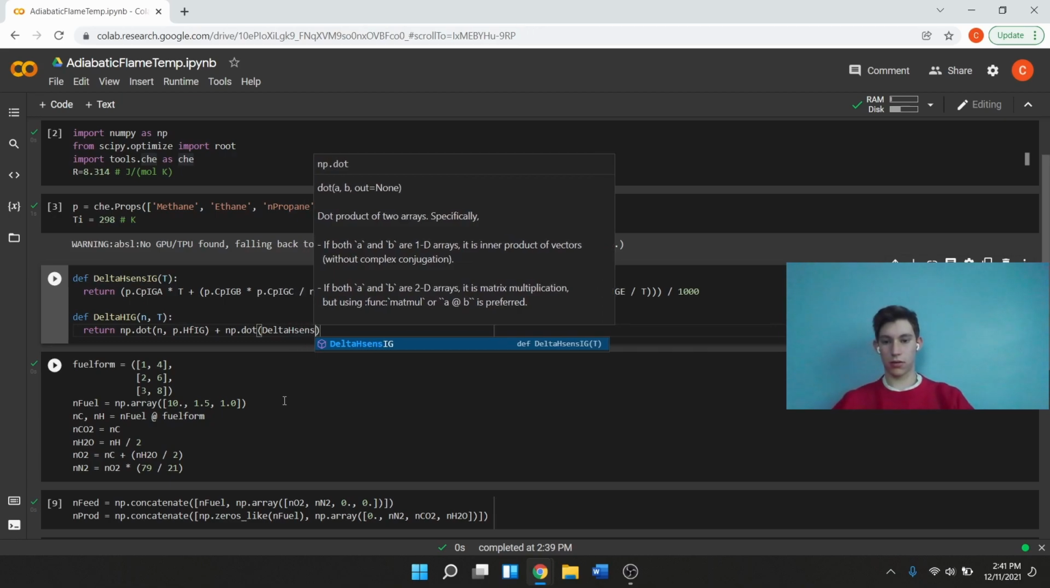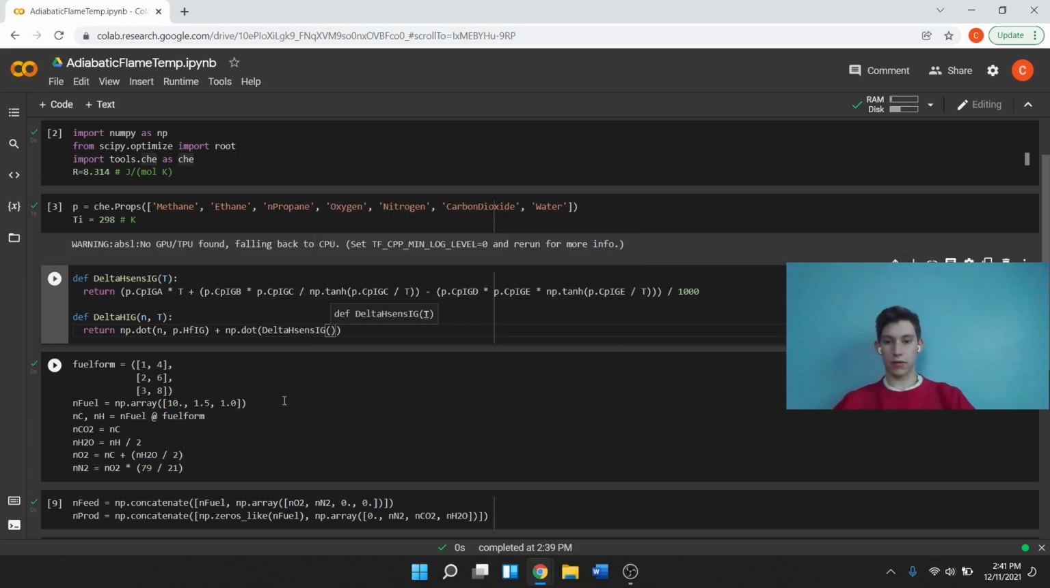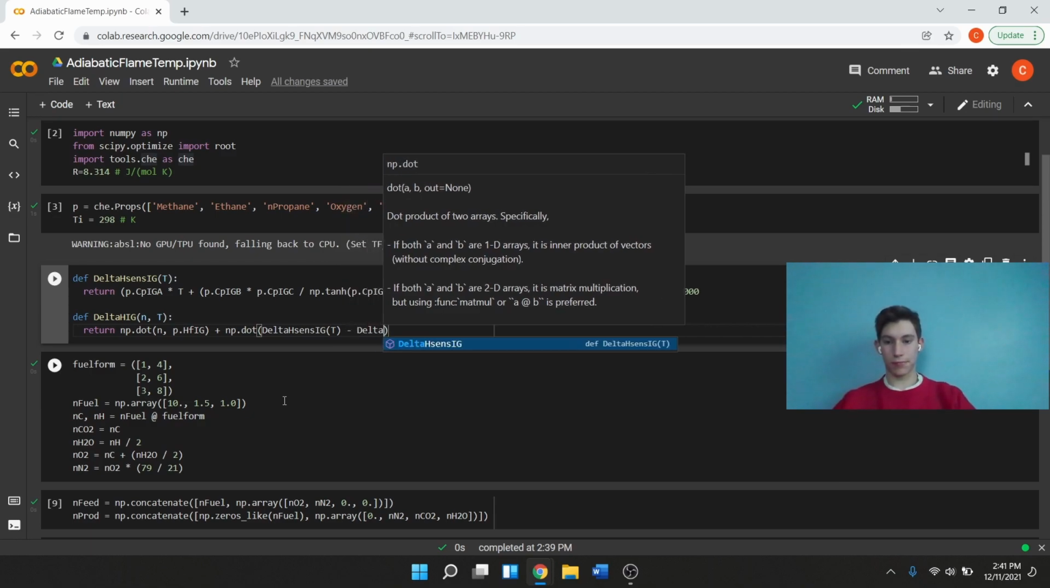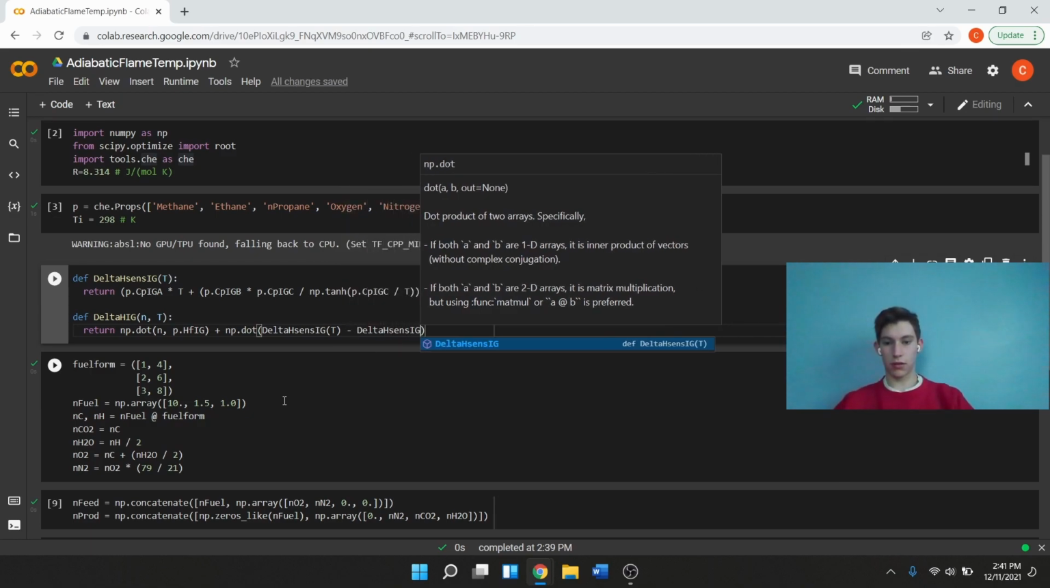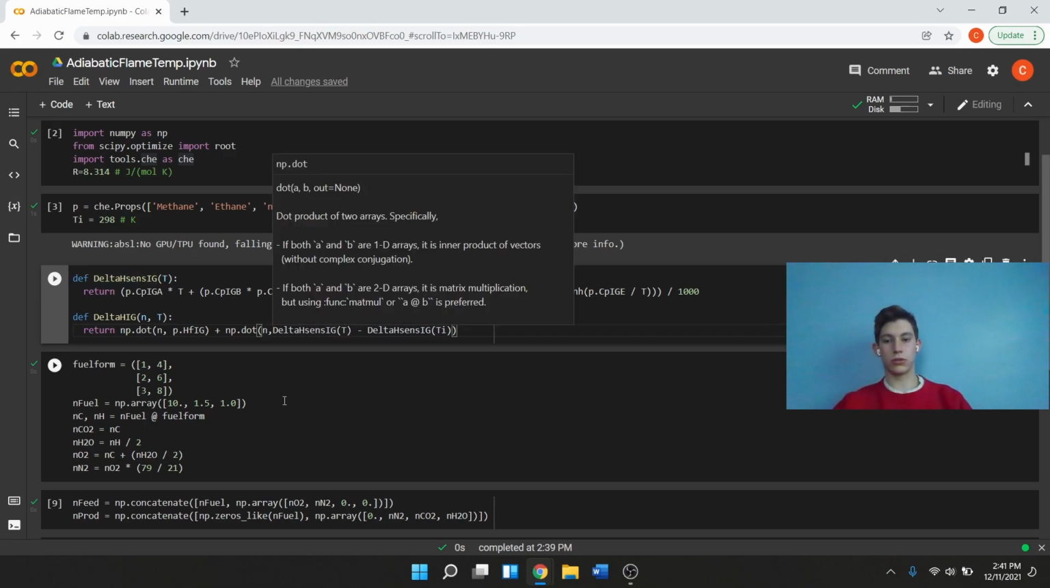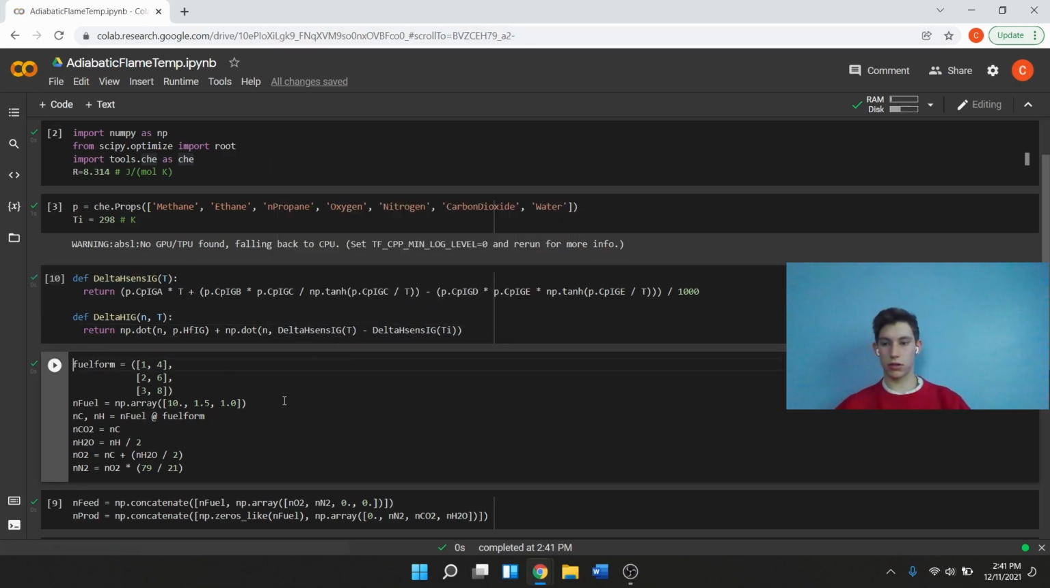So we're going to have the final temperature minus the initial temperature. And then it's the dot product between the moles and that. So let's see if that works. Great.